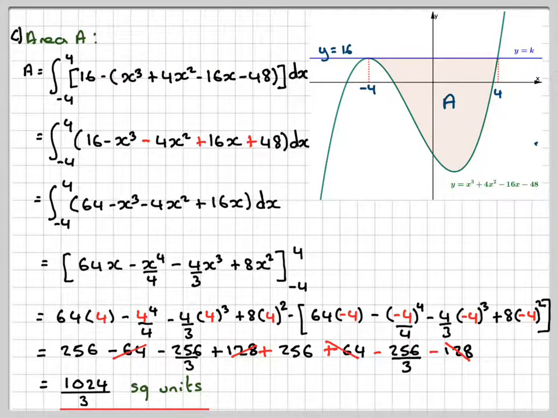Okay, so this has been a video to show you how to find the area between two curves where one of the lines is a horizontal tangent.